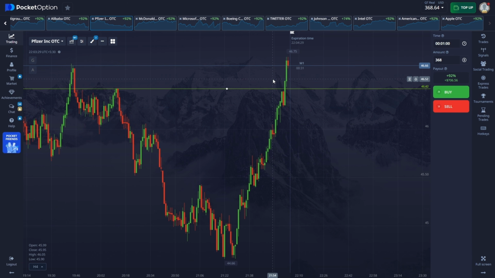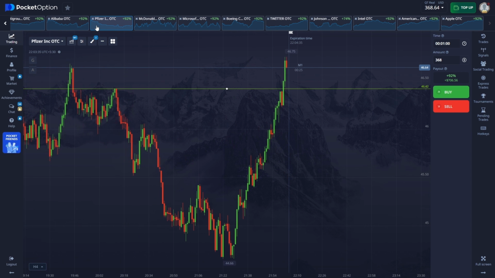You can see that on Pfizer OTC, a red candle formed, as I mentioned earlier, from the level, but then the candle broke through the level. So when the candle breaks the level, wait for a retracement before entering.